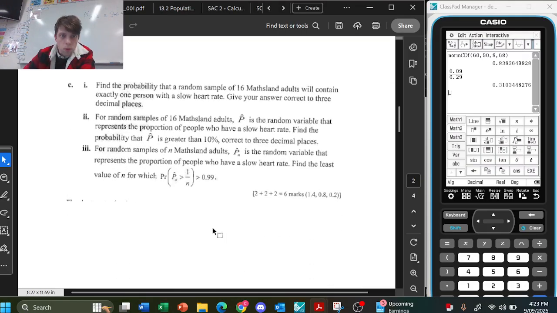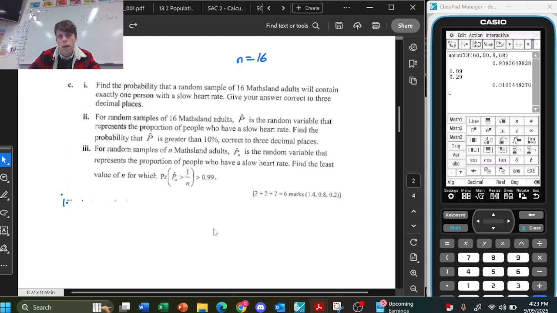So next up, we need to find the probability that a random sample of 16 adults will contain exactly one person with a slow heart rate. Okay, so this time we're now taking a sample. We've got our population, we've taken a sample, our sample size is 16, and here we are interested in the likelihood that exactly one person will have a slow heart rate. So how can we put this symbolically? We want the probability that out of a sample of 16 people, only one of them will have a slow heart rate. So what are we doing here?